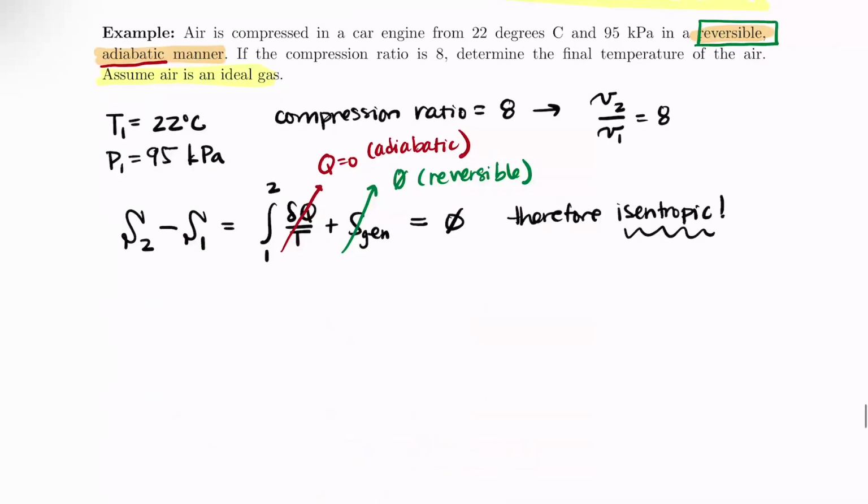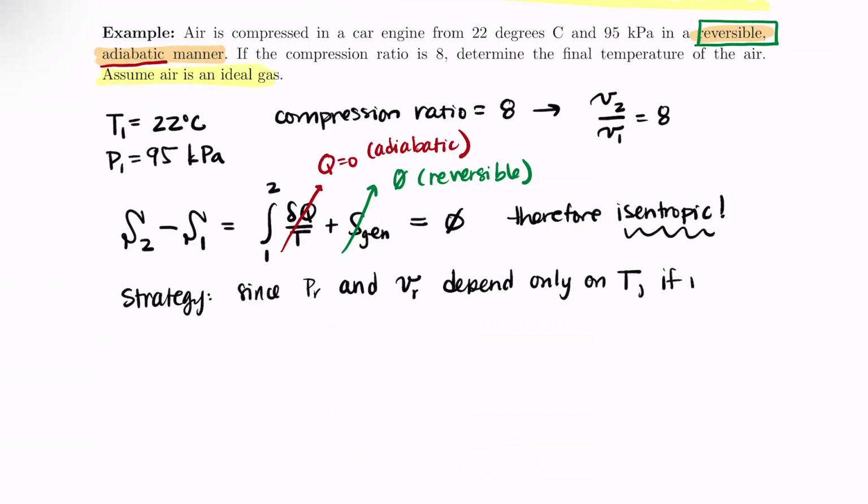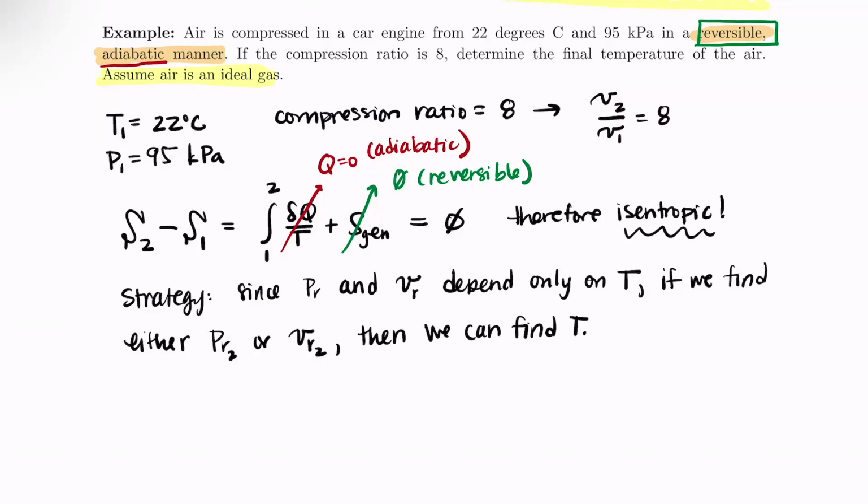So the strategy is the following. Since PR and VR depend only on temperature, if we find either PR2 or VR2, then we can find T. Right? Does that make sense? So we're going to do some degree of interpolation probably. All right.